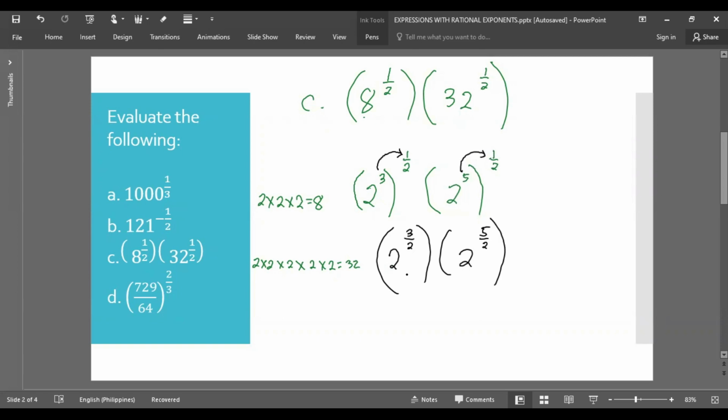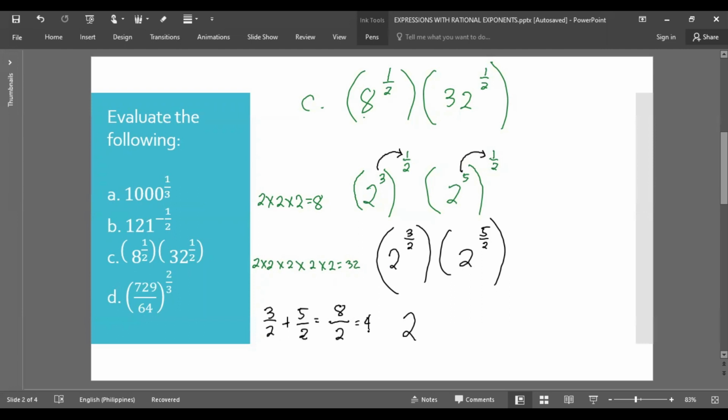Now, if you can still recall the laws of exponents, you can apply here the first law, wherein since they have the same base, what do we do with the exponents? We add them. So copy the base, then add 3 halves and 5 halves. So 3/2 plus 5/2. And as you can see here, they are similar fractions. When we say similar fractions, they have the same denominator. So if that is the case, just copy the denominator and add the exponents. 3 plus 5 is 8.